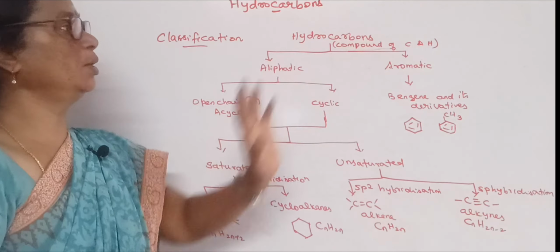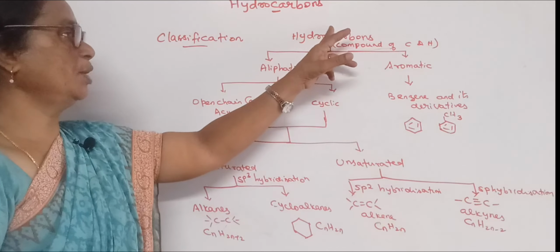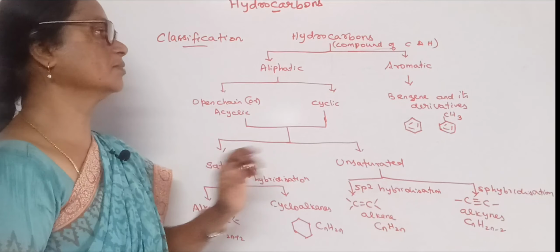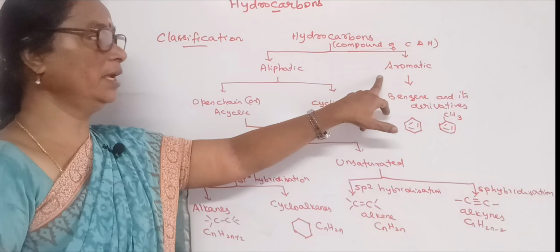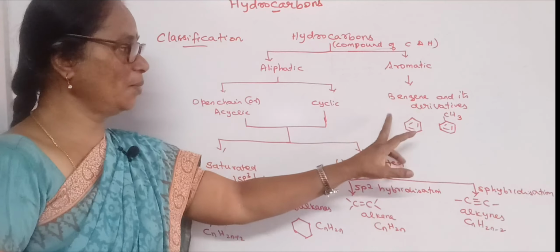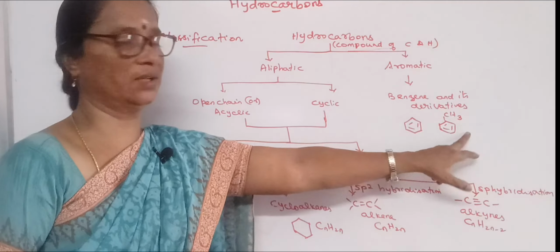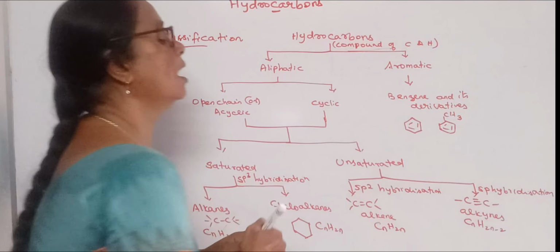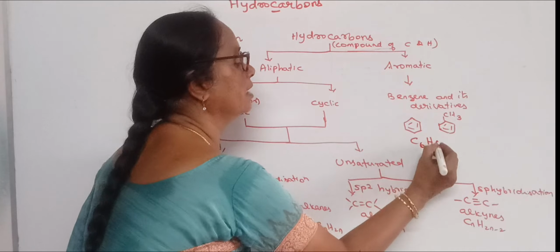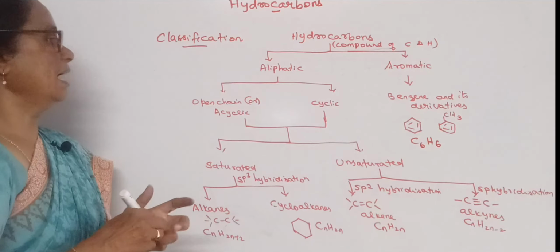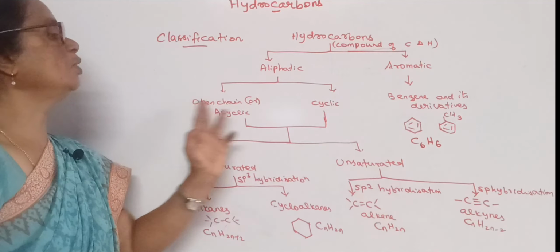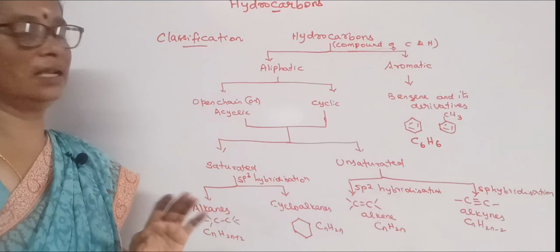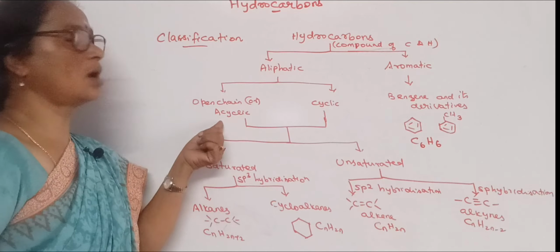Classification of hydrocarbons. These hydrocarbons are broadly classified into aliphatic and aromatic. Aroma means pleasant smelling, and aromatic compounds are benzene and its derivatives. Benzene is a 6-membered ring with 3 pi bonds and its formula is C6H6. And in aliphatic, we have two classifications. One is open chain, the other one is cyclic. Open chain is also called acyclic.